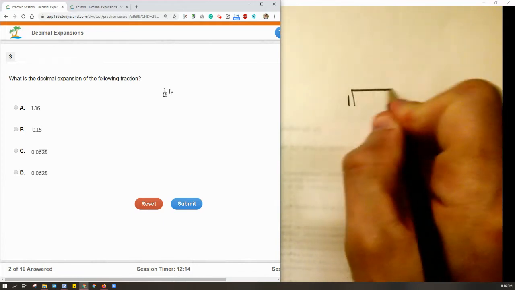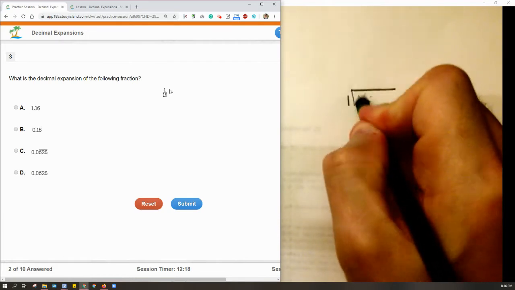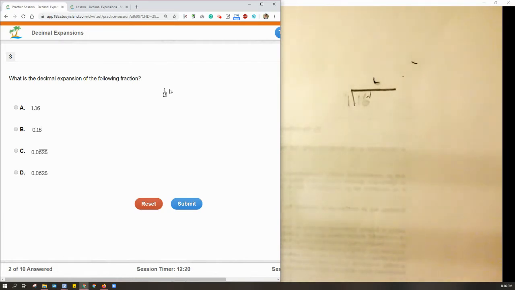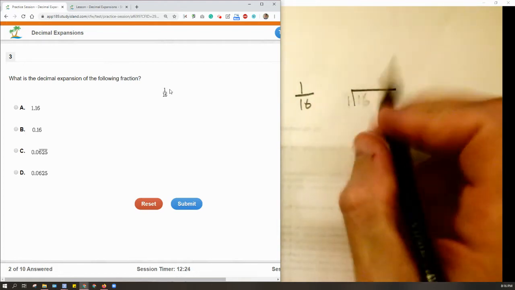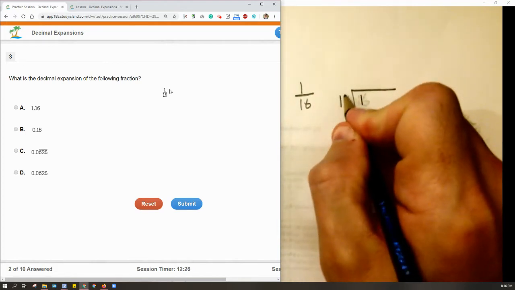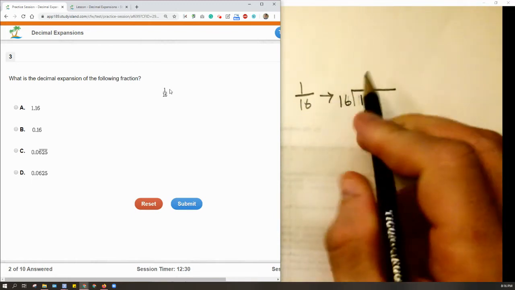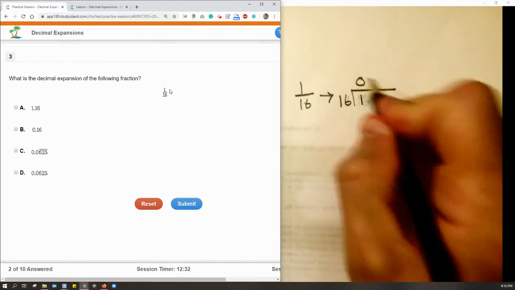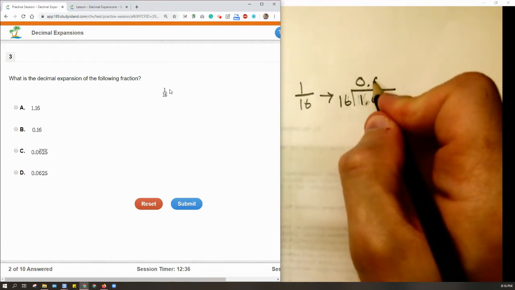1 divided by 16. I just wrote that backwards. Let's try that one more time. Again, 1/16. 1 divided by 16. 1 on the inside, 16 on the outside. 16 doesn't go into 1, it goes in 0 times. So we put our decimal point and a 0. 16 doesn't go into 10 either, so I get another 0.